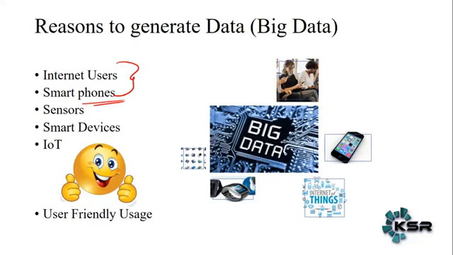Smartphones also have become very cheap nowadays. You can even get one for 2,000 or 3,000. Initially, it used to cost more than 12, 13 or 14 thousand. And now you can even get it for 2,000. Internet price has also been reduced.